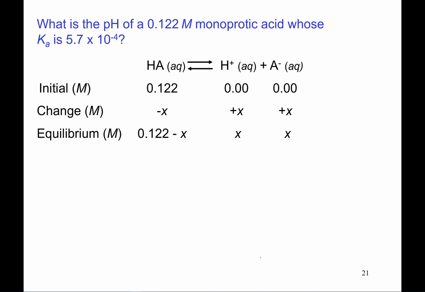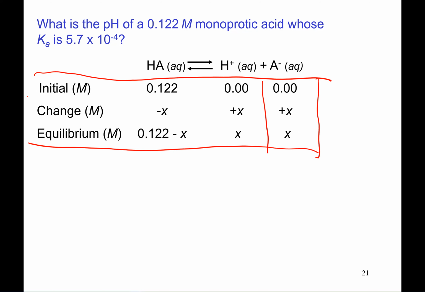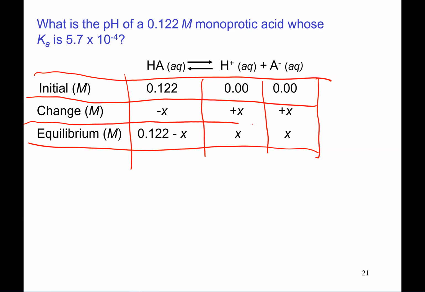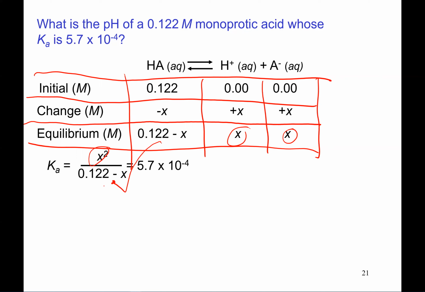And what I'd recommend you do is set up a box for this. Set up a box with everything broken down like that so you can organize your thoughts. This is called the ICE table. You have the numbers all associated with that. You then put it in the correct form there. You have this as X and this as X, so this is X squared. Then you have this value down there that equals 5.7 times 10 to the minus 4.